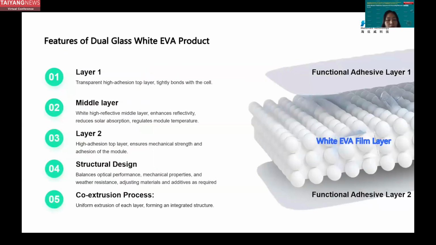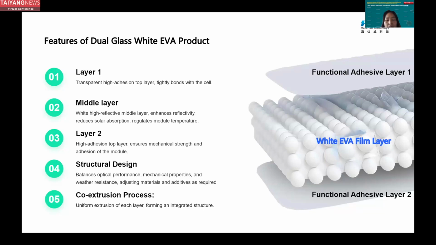Okay, this is the last part about the double glass single-sided products. That is double glass white EVA film. Compared to our normal white EVA film, the biggest difference is that two functional layers are added on the normal white EVA film. The main purpose of these two functional layers, first, is to solve the appearance of the module so that it doesn't have overflow white.